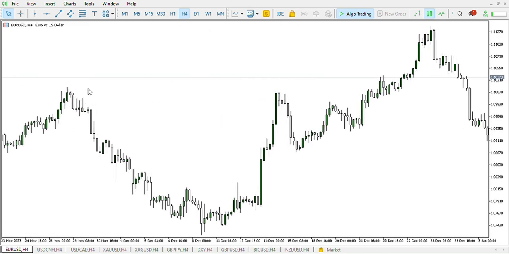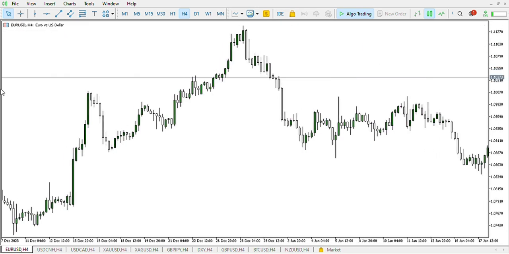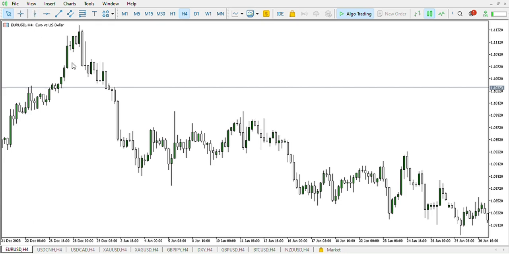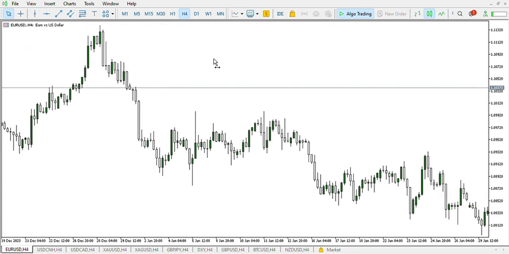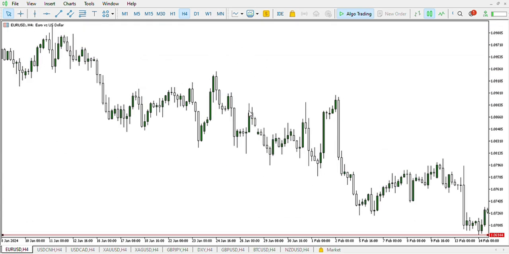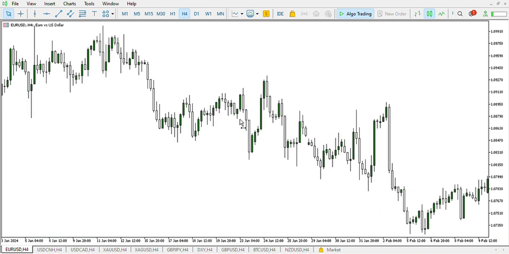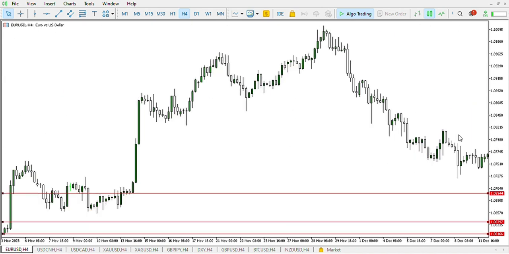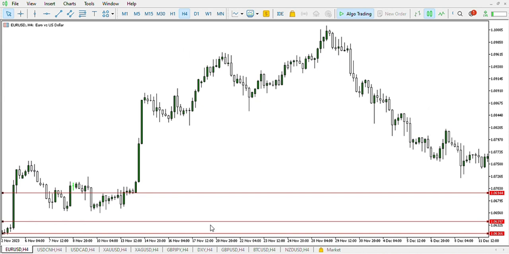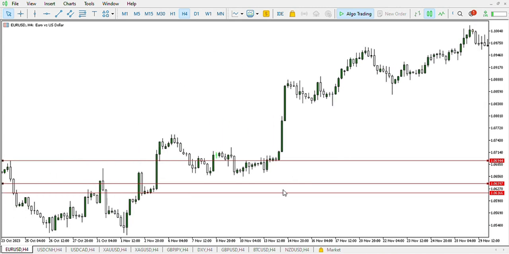one support line to another resistance, bouncing off from the resistance back to the support. Let us take an example on that. Let me clean out this line and go and look for a ranging market structure and show you how it plays out.